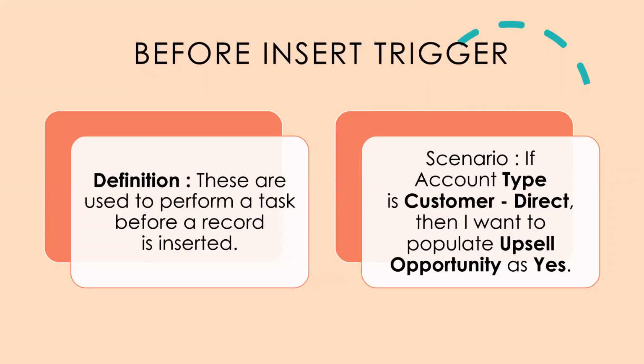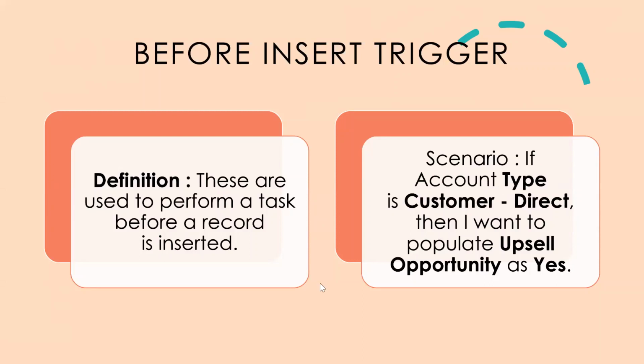So I have listed a scenario over here. On my account object, I have two picklist fields. The first one is account type, the other one is upsell opportunity. I want to create a scenario wherein if somebody is trying to insert an account, and has selected account type as customer direct, then my upsell opportunity picklist field should get populated as yes. These customer direct and yes are part of the picklist values of these two picklist fields.